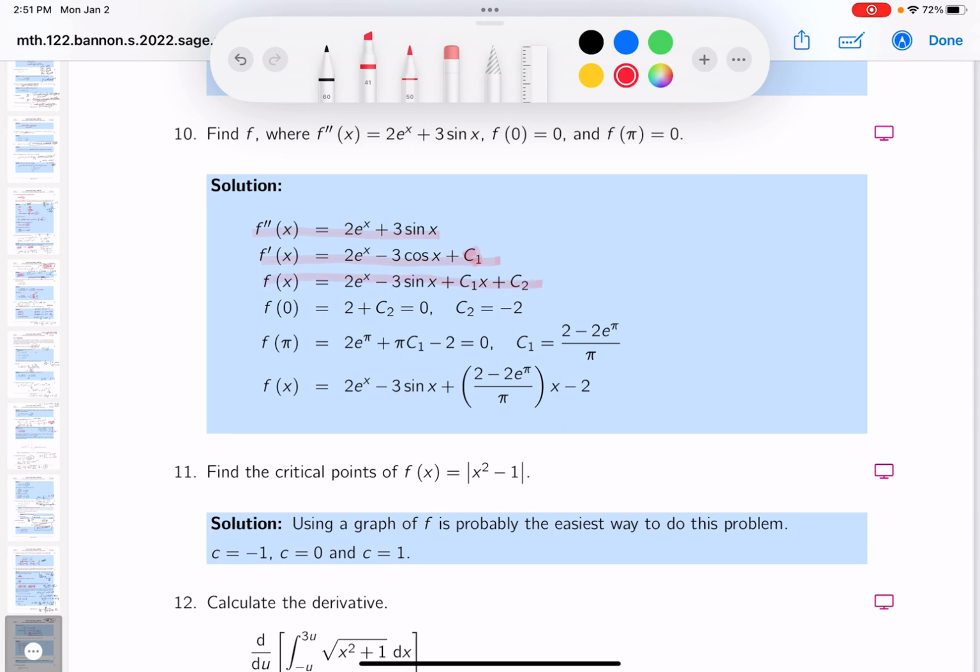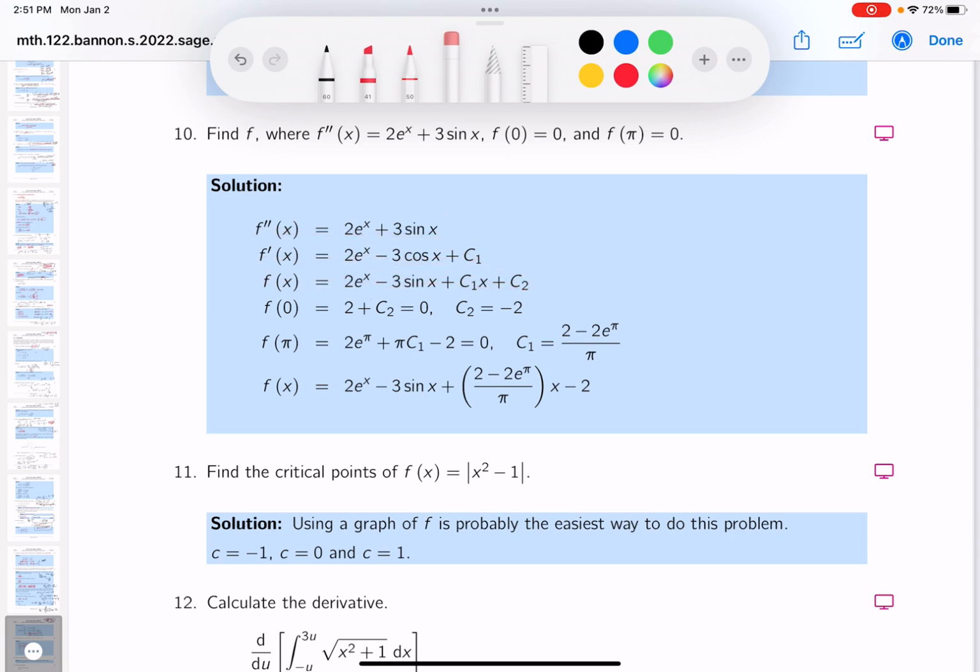And what do I do? Well, go backwards. And what do you get? The antiderivative of 2e to the x is always going to be 2e to the x. And the antiderivative of minus 3 cosine x is minus 3 sine x. The antiderivative of that constant is going to be the constant times x. And then there's another constant of integration. Now, here's the problem: we need to figure out what those constants are.